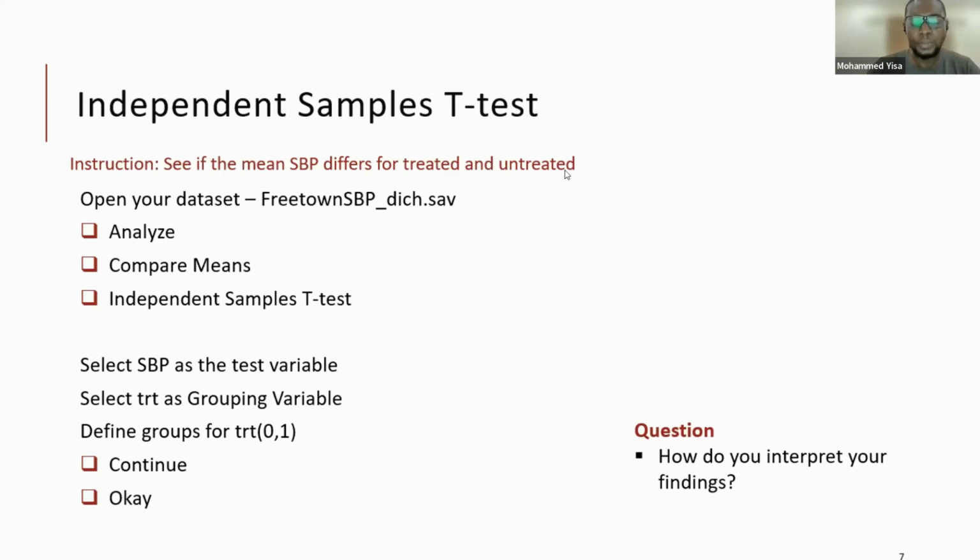So we're basically checking for those who were treated with the drug and those who were not treated with the drug, whether there is a difference between their mean blood pressures. And for that, we're going to be using another data set. It's called Freetown SBP. So let's go to SPSS and import that data set.